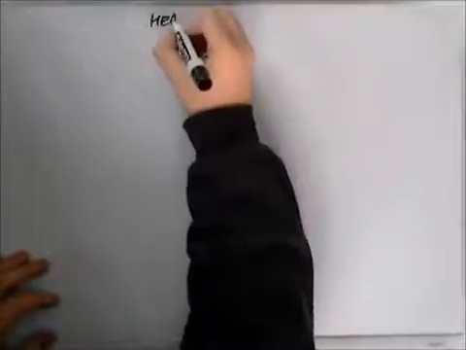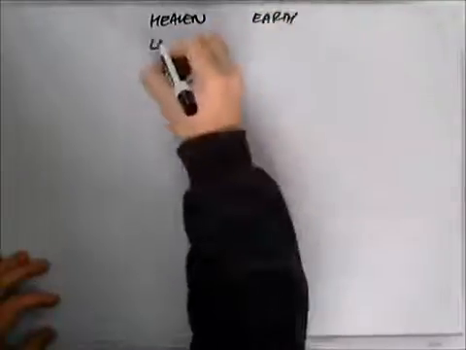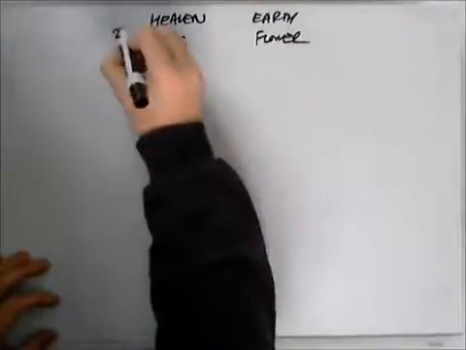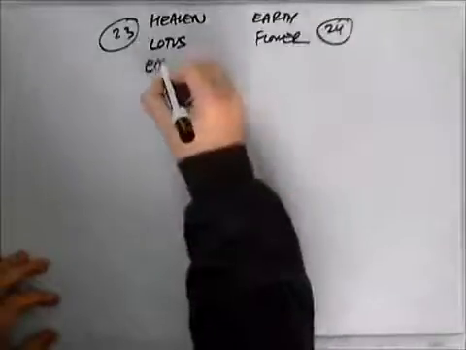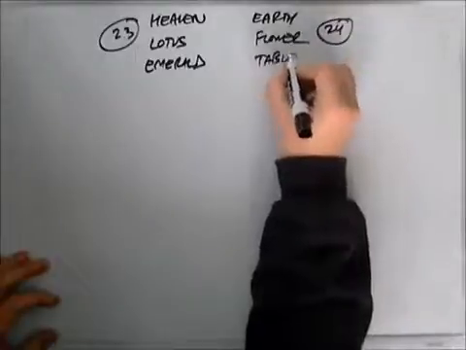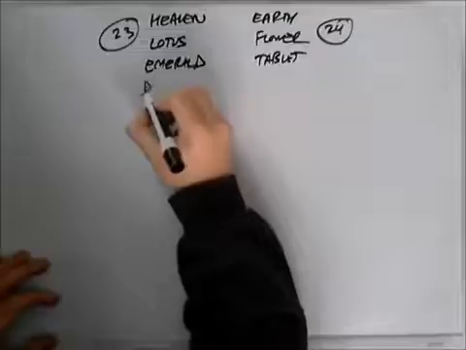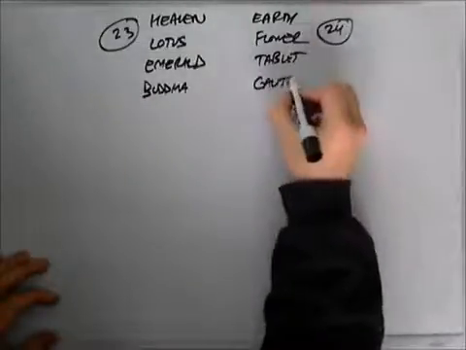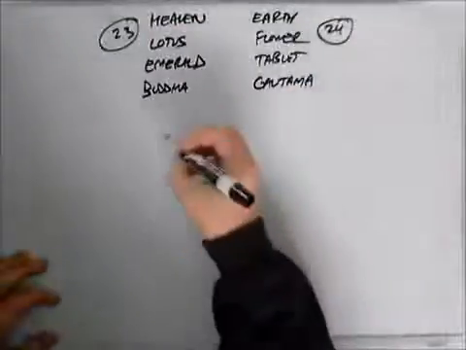Heaven, earth, lotus, flower, 23, 24. What else? Emerald. We're reading from the emerald tablet. Emerald tablet. Emerald equals 23, tablet equals 24. Buddha, Gotama. Buddha equals 23, Gotama equals 24.